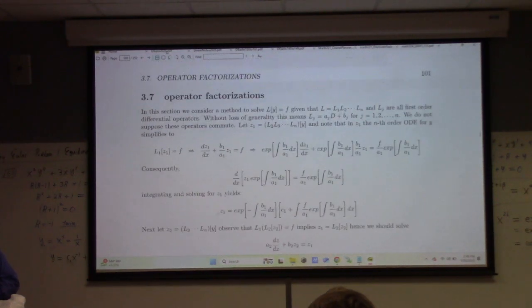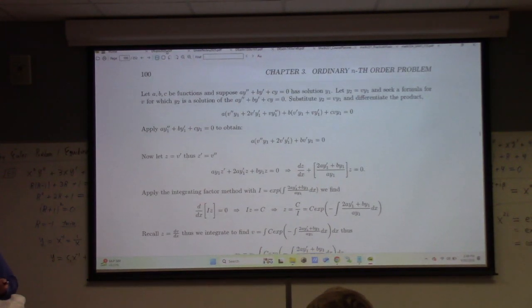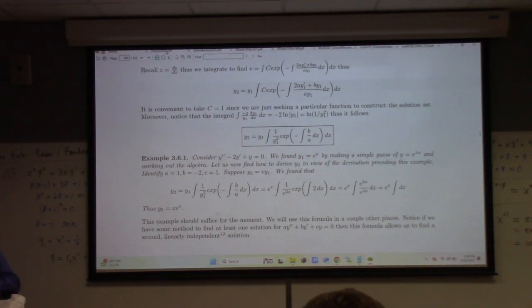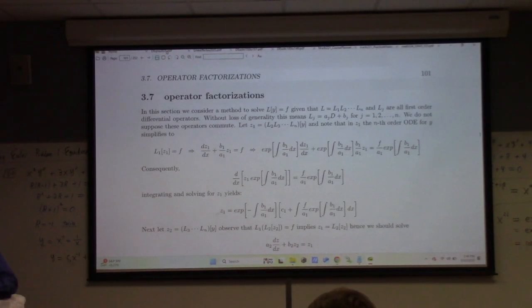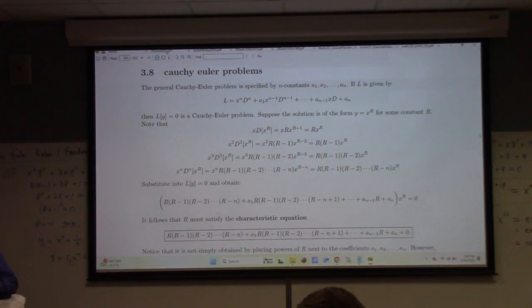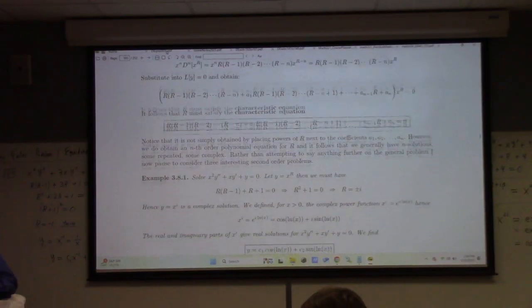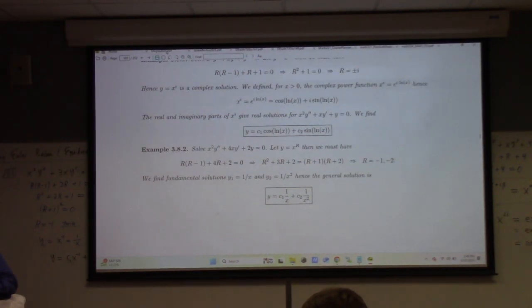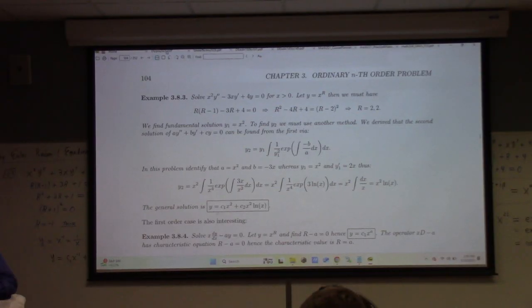And if you do the same thing, oh, come on, did I not do it for the Cauchy Euler problem here? It must be in my Cauchy Euler section. Let's go on. Let's skip past this operation. So here's the Cauchy Euler section. We've got some examples here.